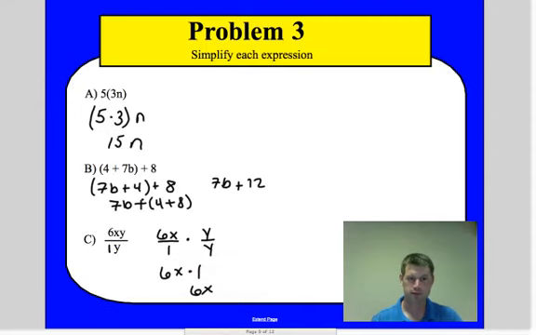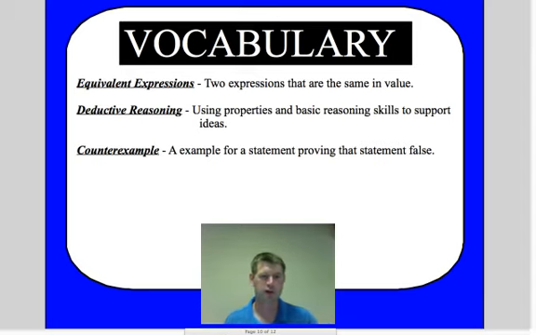Okay, so we have the vocabulary. We talked about the equivalent expressions. Deductive reasoning means using properties and basic reasoning skills to support ideas. It's basically just supporting what you came up with and what you did. In geometry, when you get there, you're going to talk about proofs, and probably a lot of you are not going to like proofs, but it's basically doing deductive reasoning. You're using the properties to support what you're doing. It's just providing why you did something.